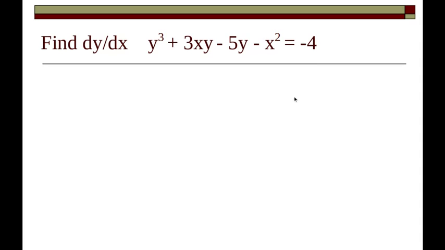So we're going to do step 1 first, which means we're going to take the derivative with respect to x of both sides of the equation. All right. So each term we have to take the derivative, and we have to think about what rule we're going to use for each one.